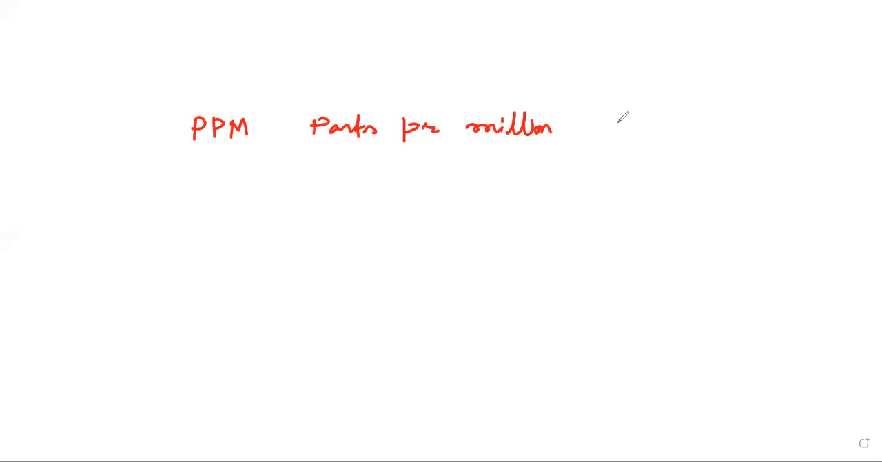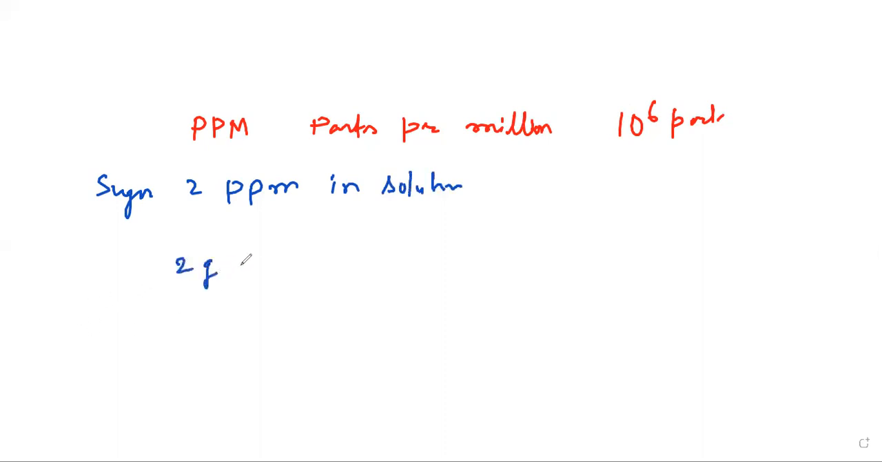Parts per million means 10 to the power 6 parts. Yes, ma'am. So if sugar is 2 ppm, it means in solution 2 gram of sugar is present in 10 to the power 6 gram of solution.